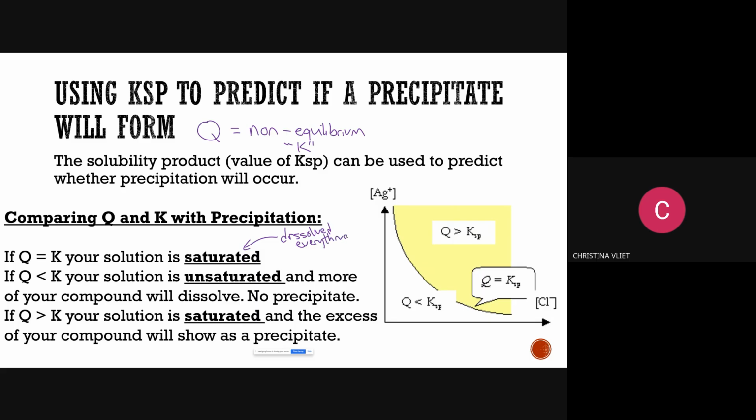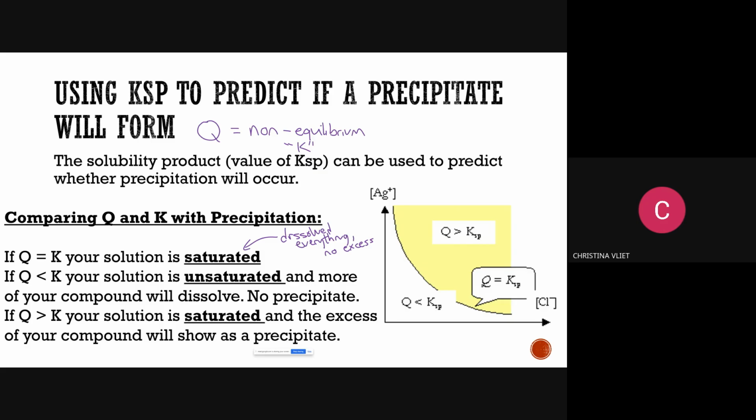You've dissolved everything. There's no excess. That's what that means. If Q is a smaller number than K, and I'll teach you how to calculate Q very shortly, then you have not yet reached saturation. Your concentrations are not high enough. It has not reached saturation, which means that you could still add more.